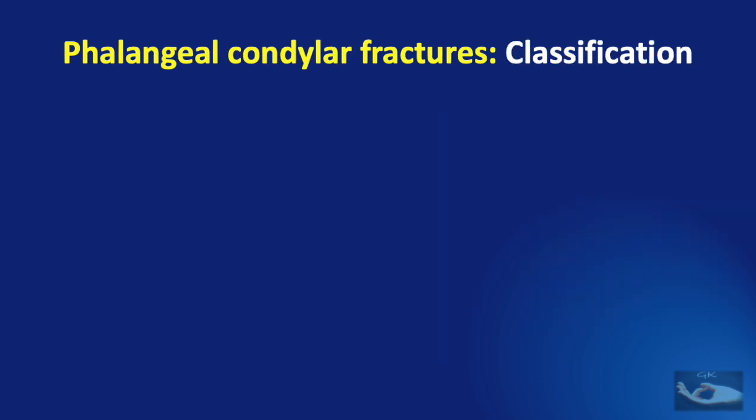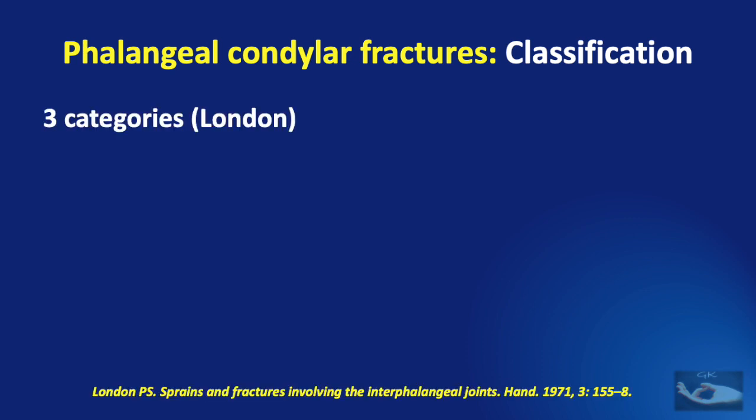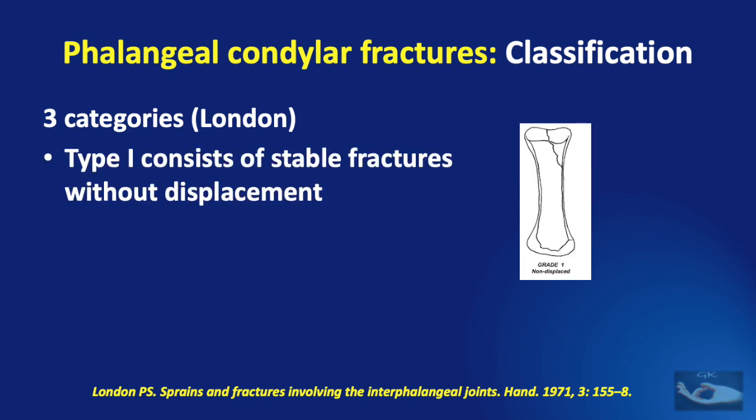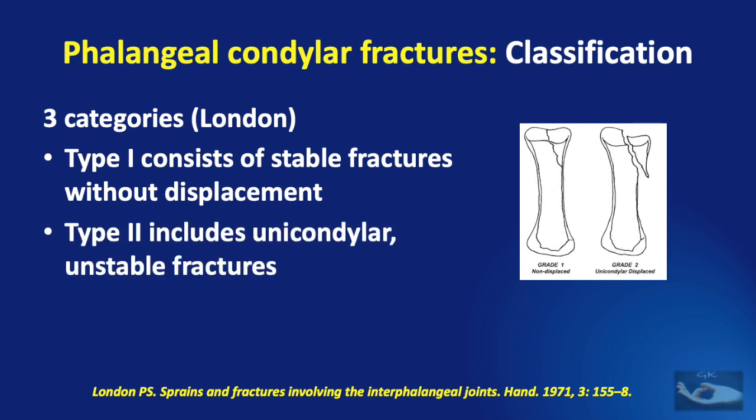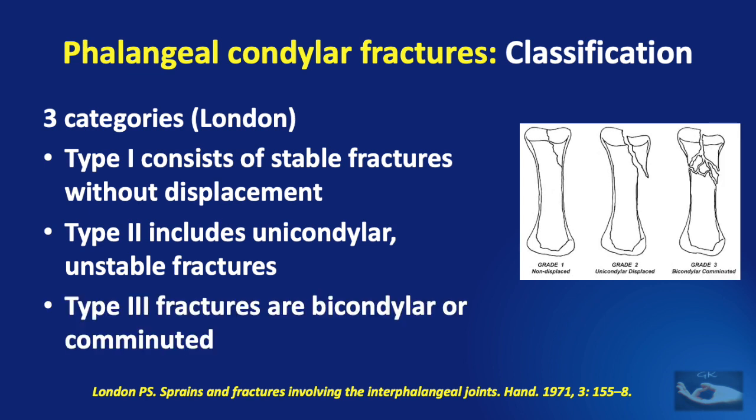To understand condylar fractures of the phalanges, we need to understand how they are classified. There are three categories according to the classification proposed by London in 1971, where type 1 consists of stable fractures without displacement, type 2 includes unicondylar and unstable fractures, and type 3 fractures are bicondylar or comminuted. The unicondylar fractures alone form a big chunk of these types of phalangeal condylar fractures.